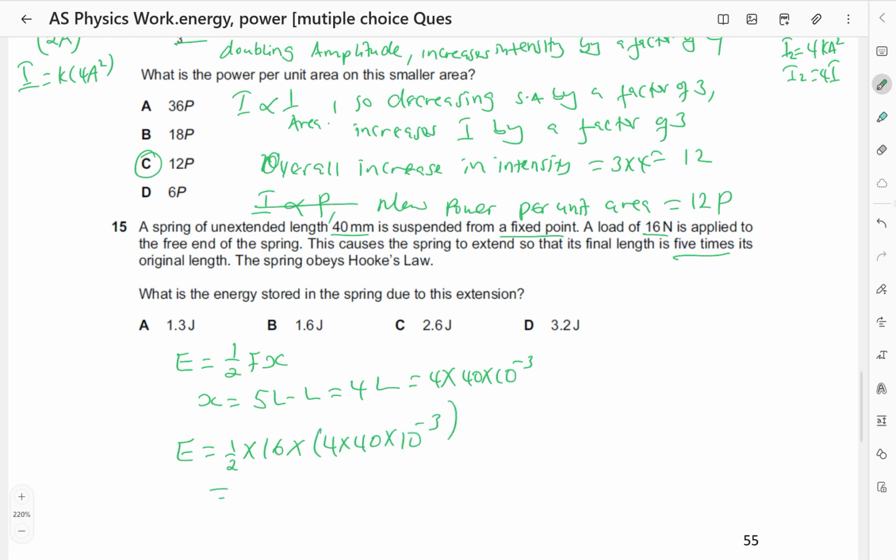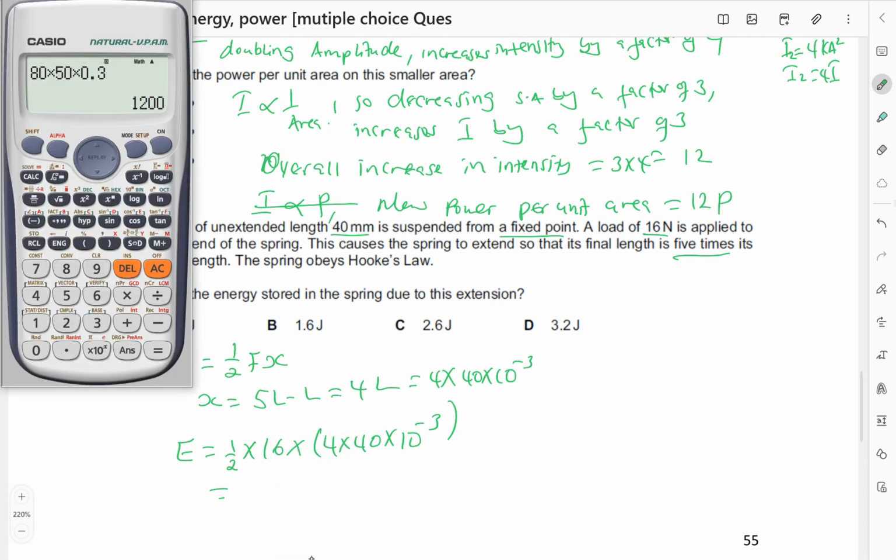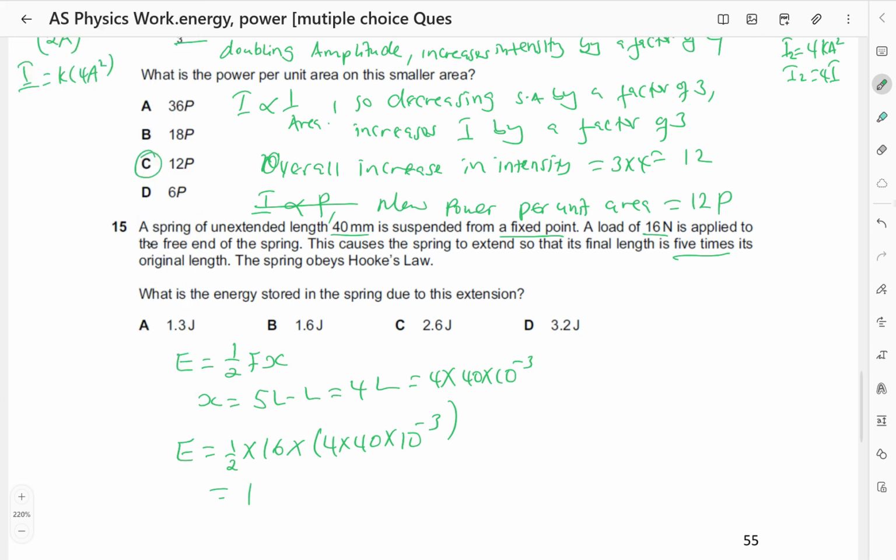So I'll check with my calculator. This is 0.5 times 16 times 4 times 40 exponent negative 3, which gives us 1.28. So this energy is 1.28 joules, which is approximately 1.3 joules. So the answer is going to be A.